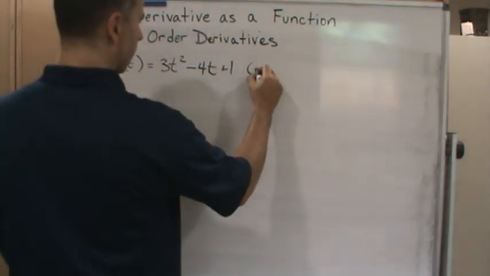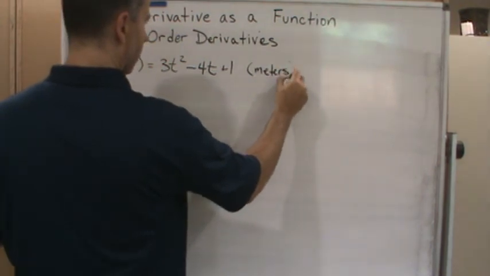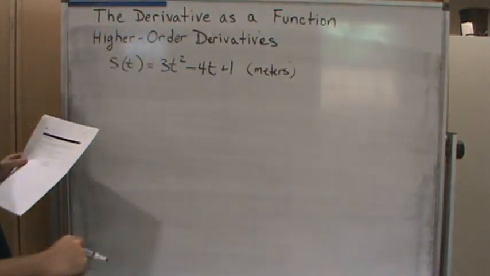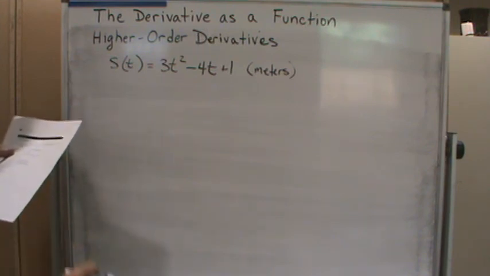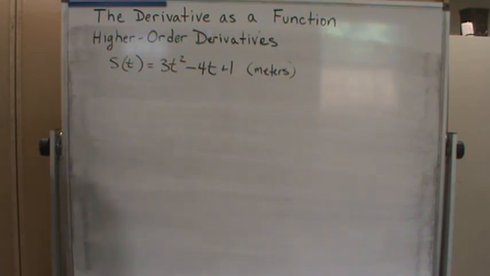So this is meters, and time is in seconds. So this is meters per second. Okay? Now, find the function that describes its acceleration at time t.